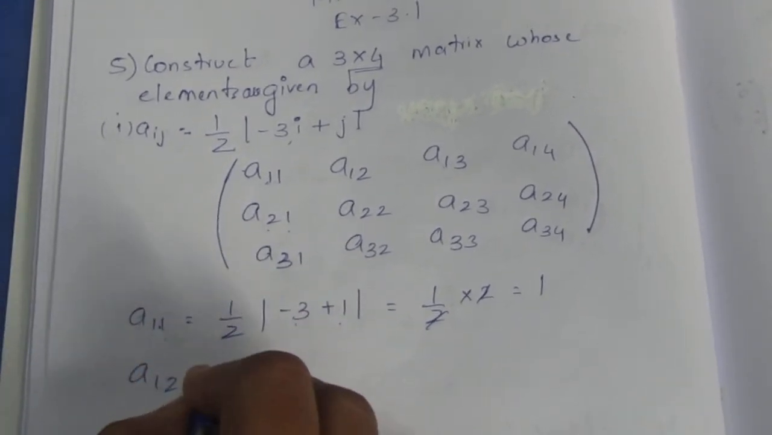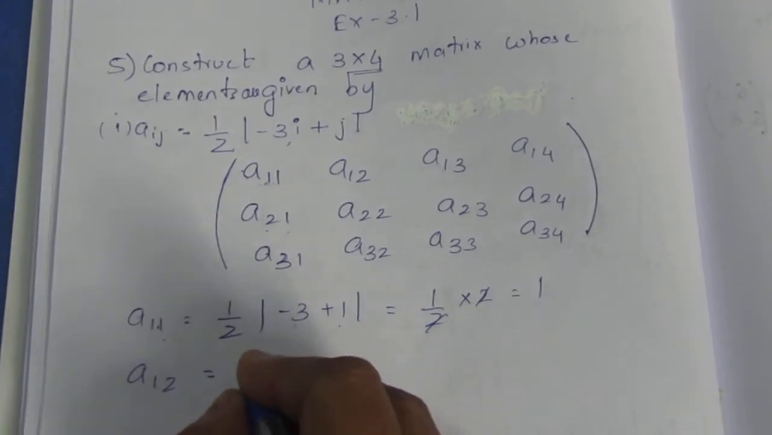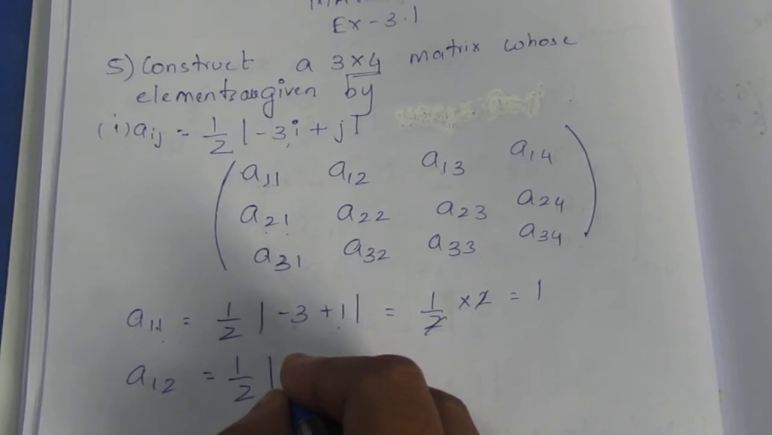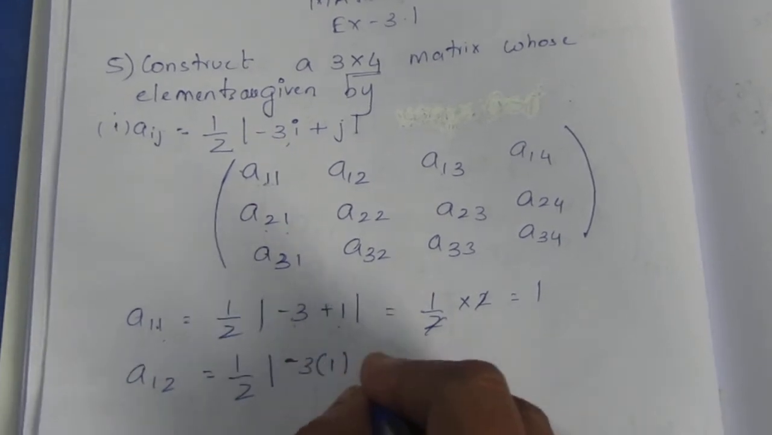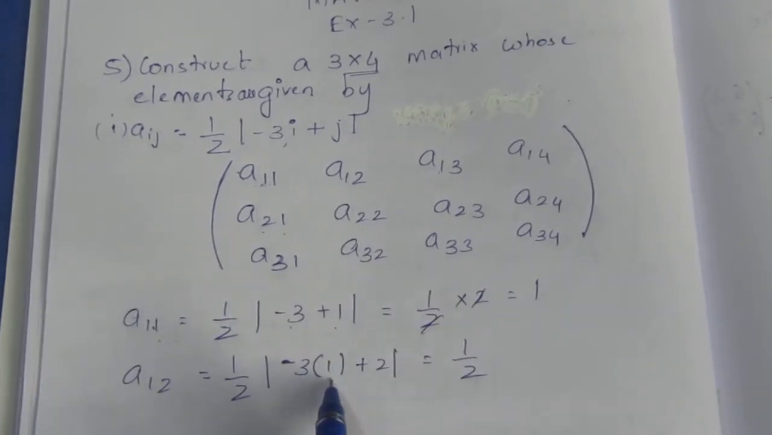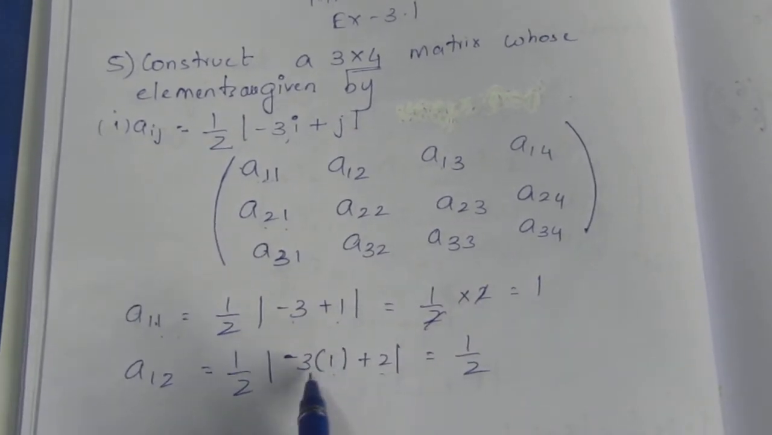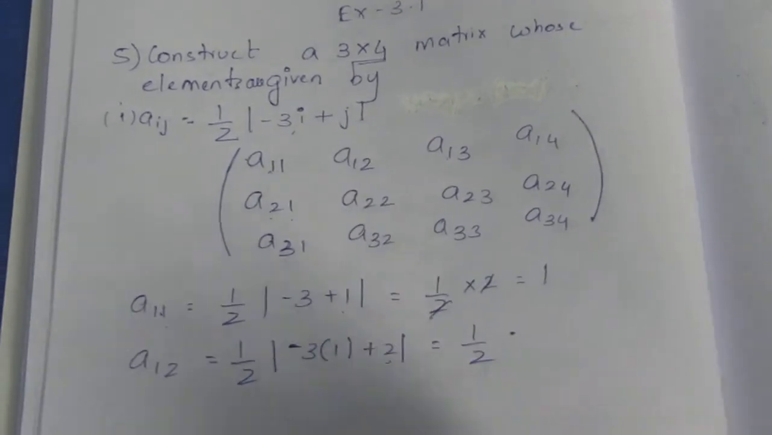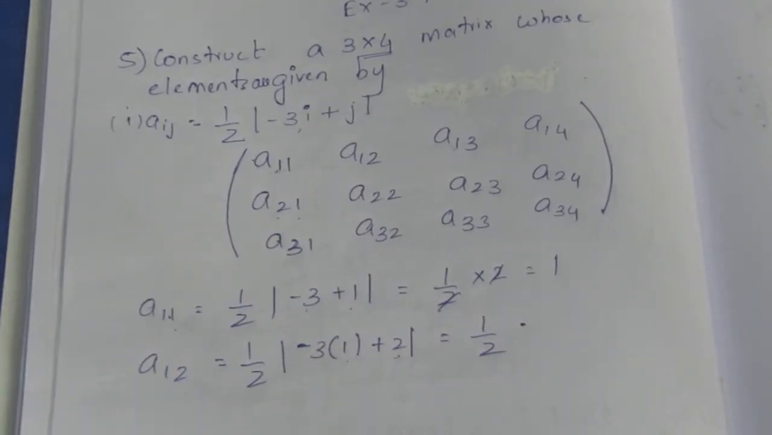Now 1, 2. Half modulus of minus 3 into 1 plus 2 equal to half. Here it becomes minus 3 plus 2, which is minus 1. Now here it becomes 1, so half into 1 will become half.